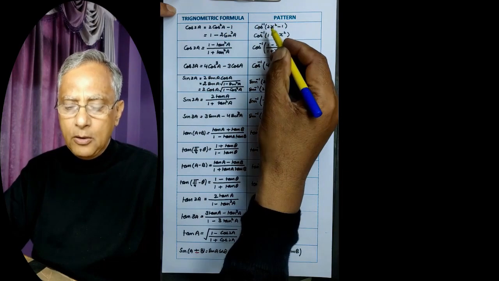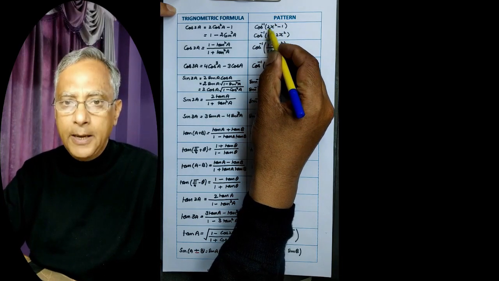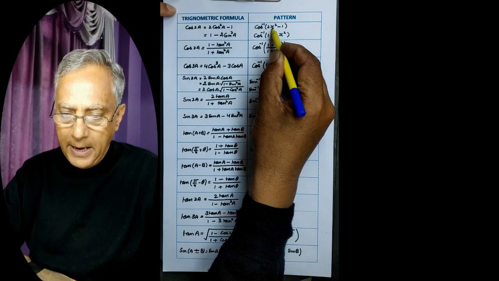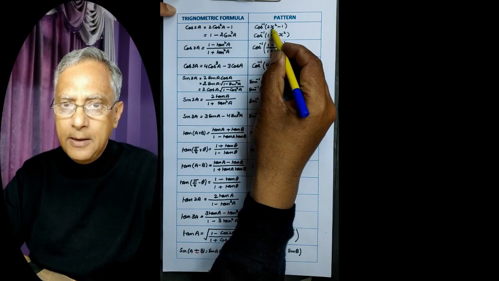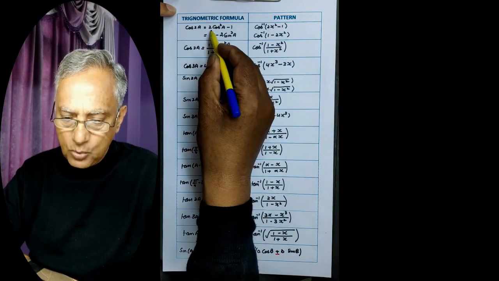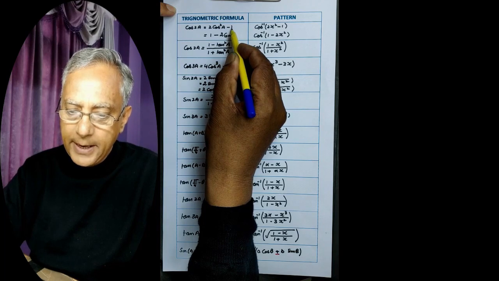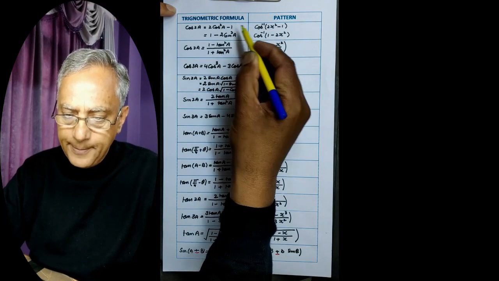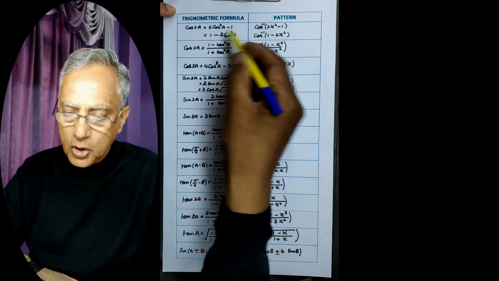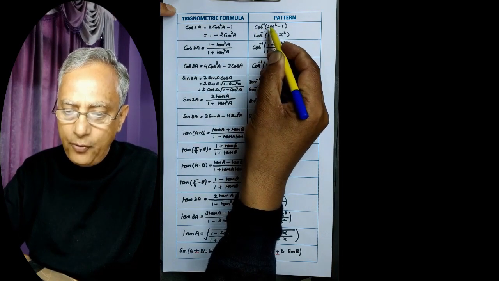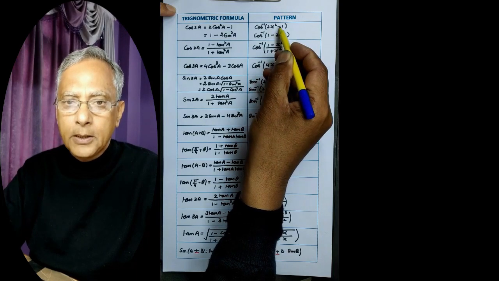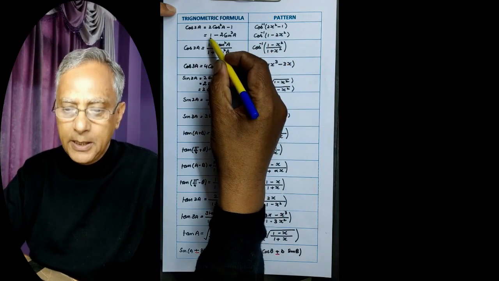If in any question we have an expression of the type cos inverse 2x square minus 1, then the pattern of this question will match 2x square minus 1 is 2 cos square a minus 1. So if I substitute x equal to cos a, it will become 2 cos square a minus 1, which is cos of 2a. So cos inverse cos 2a will be equal to 2a. So there will be a simplification.